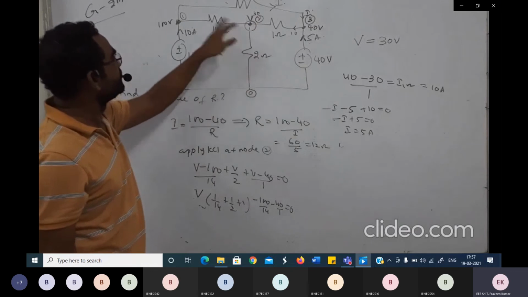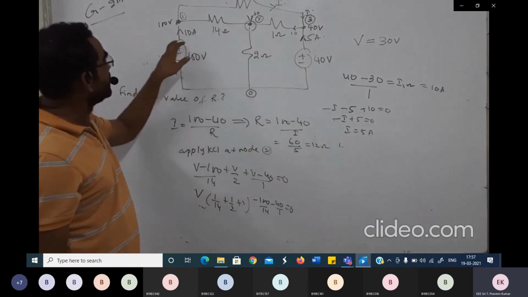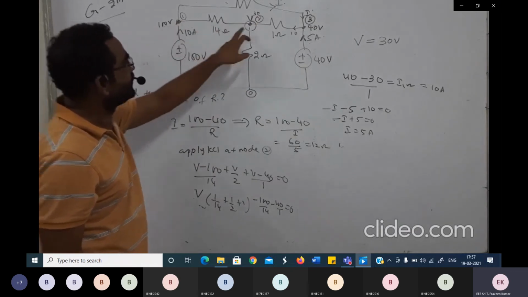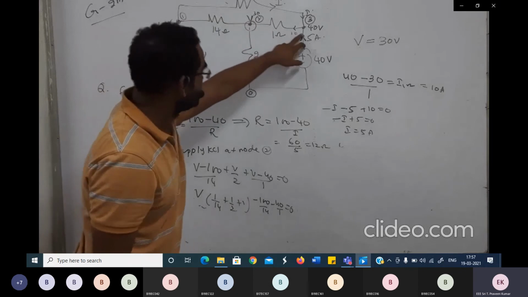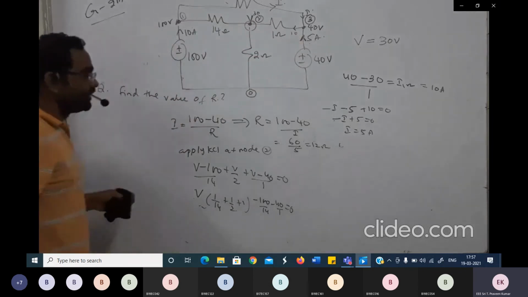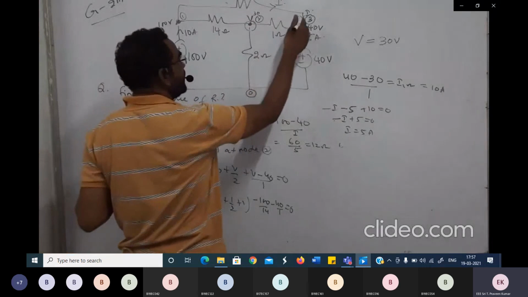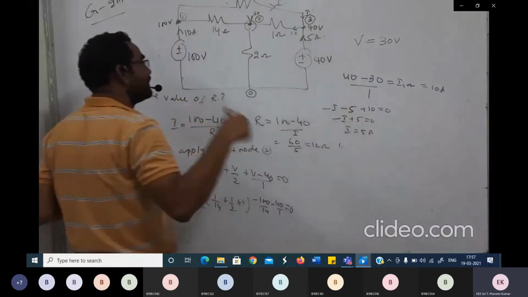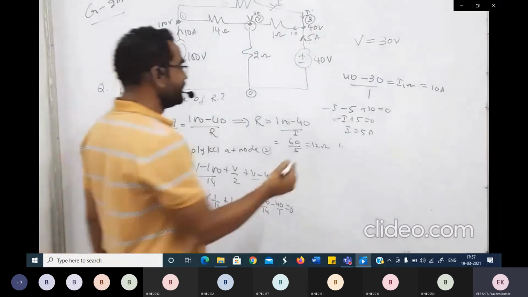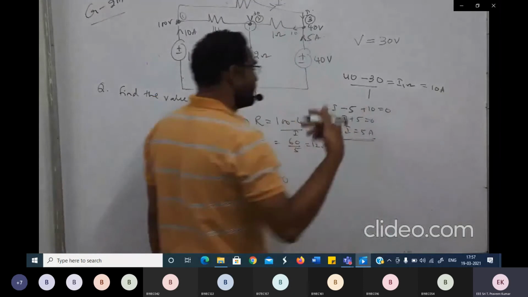So this is V by 2 plus (V minus 100) by 14, as this is 100 volts here, and this is nothing but (V minus 40) by 1. So I have obtained V, then I know the current into this, so I have taken this direction. Now simplify this, and you will get your current as 5 ampere.